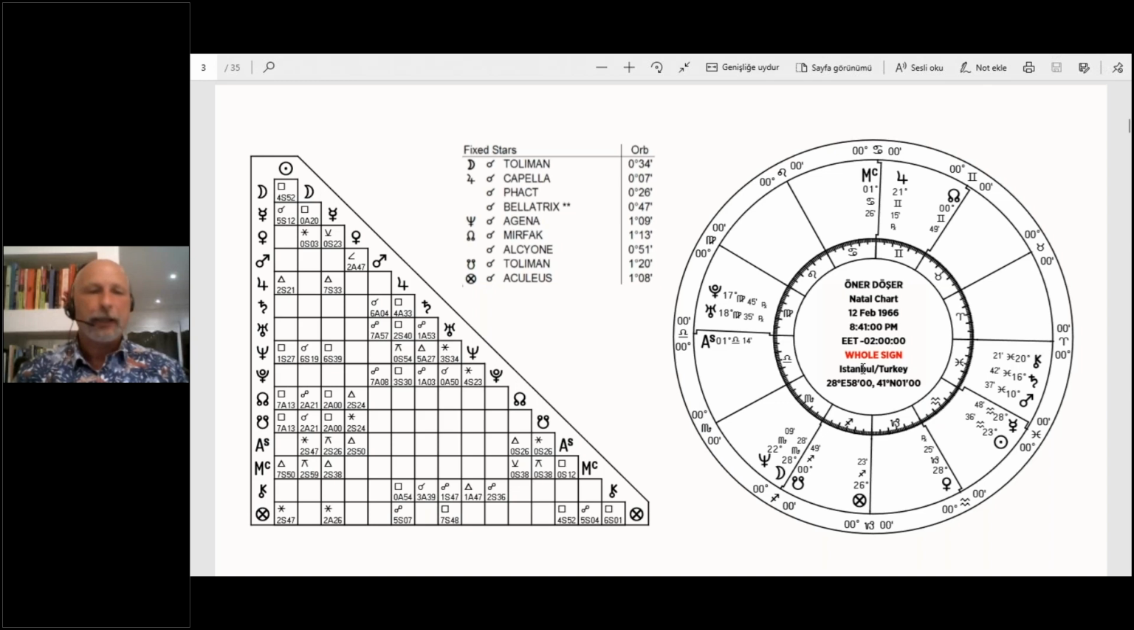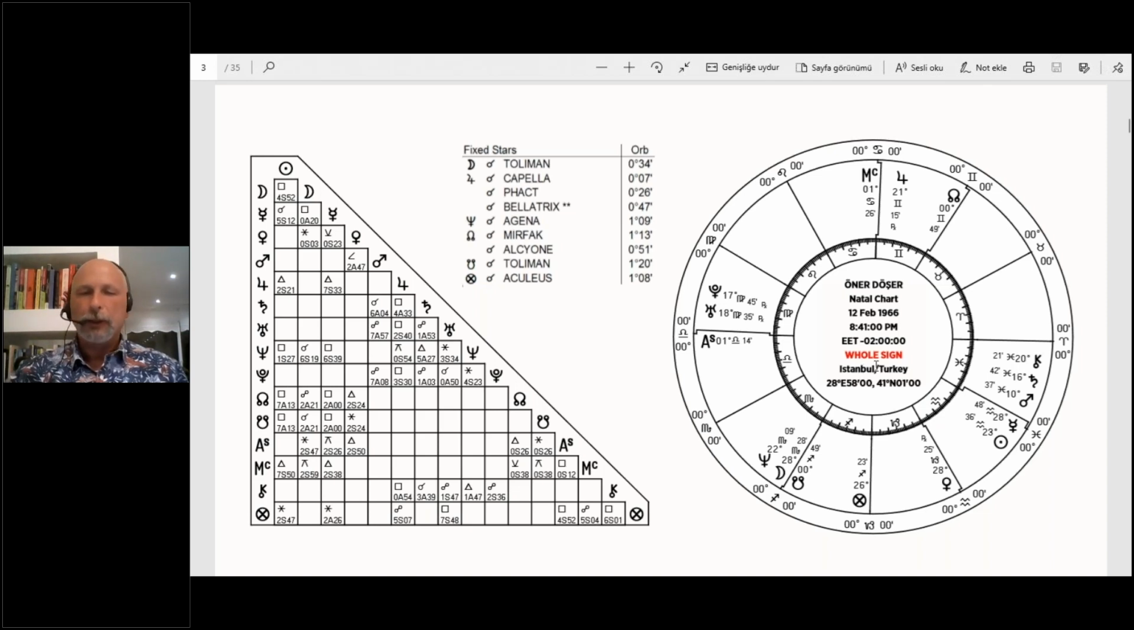But in medieval astrology, in traditional astrology, whole sign houses were very popular. And this is why I want to show you that whole sign houses can be used both in natal charts and in solar return charts.